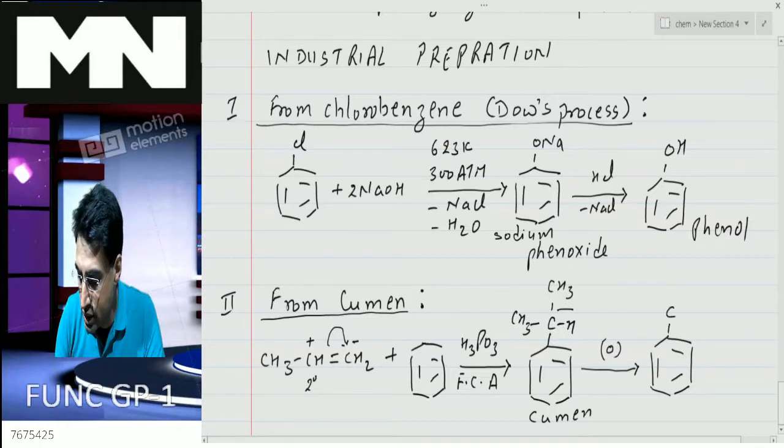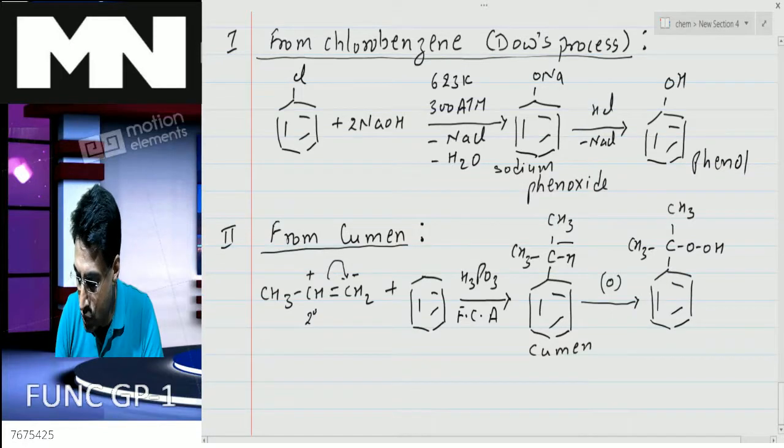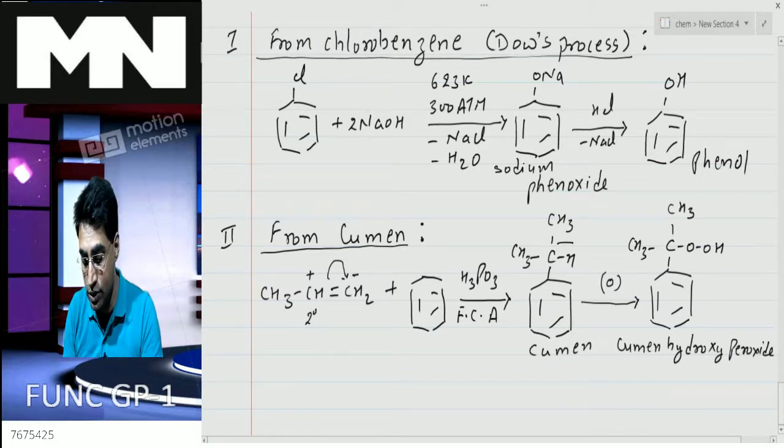that is, with OOH, CH3, CH3. This compound is known as cumene hydroperoxide. So this is cumene hydroperoxide.